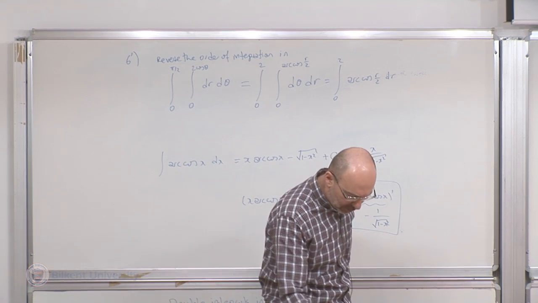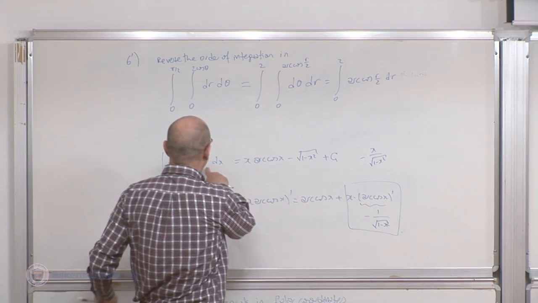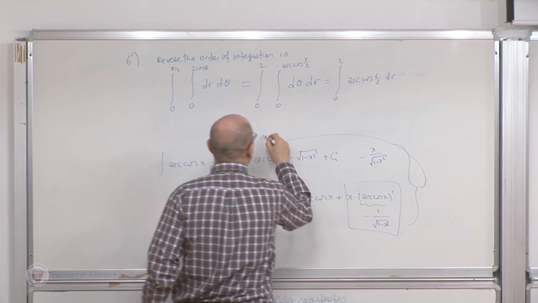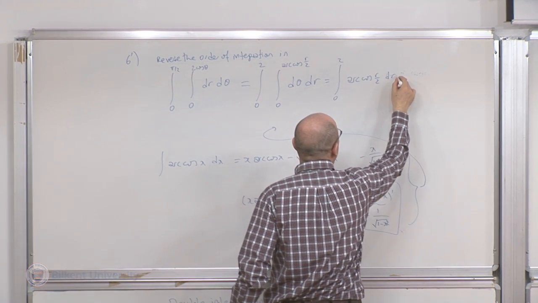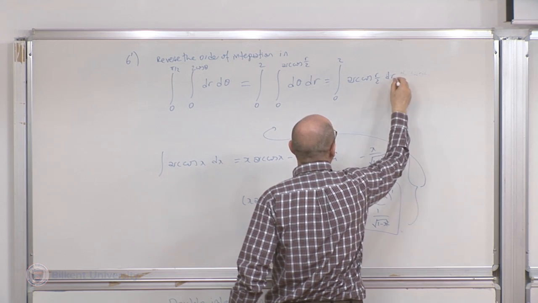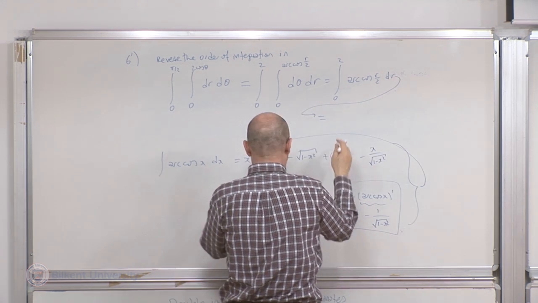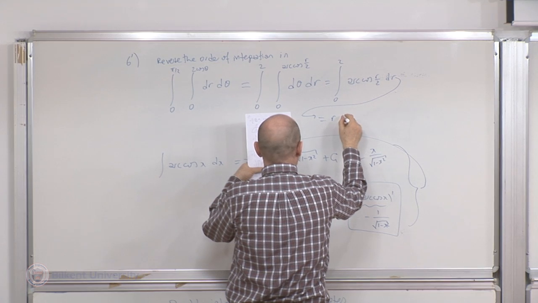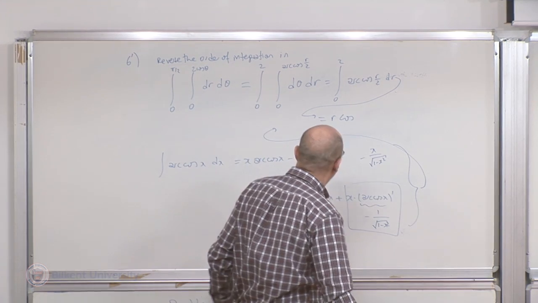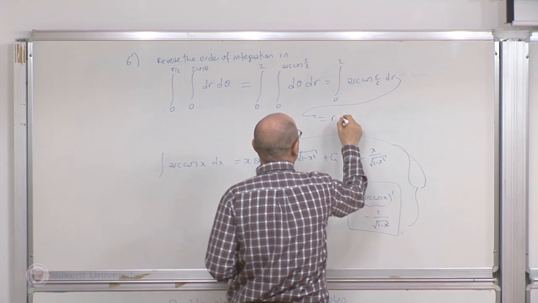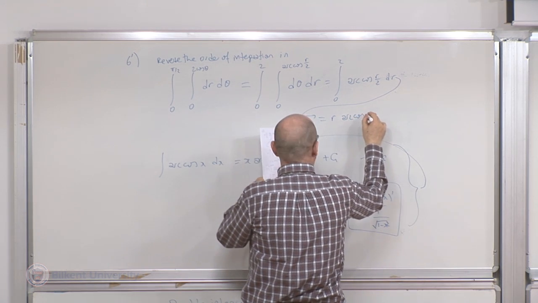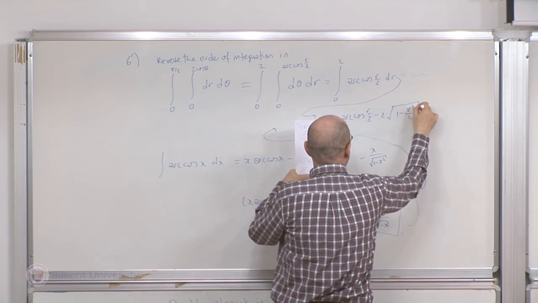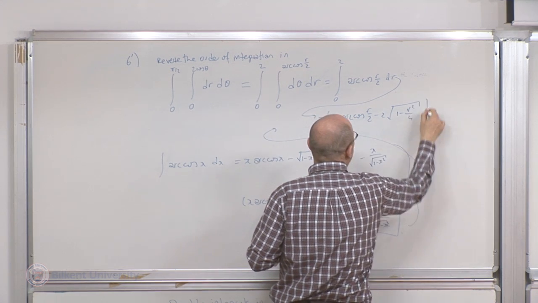So let me check what I have here. Now here, of course, x is r over 2, so now we take all of this and come over here. This is equal to, let me write now what I found here: r times arc cosine of r over 2 minus 2 square root 1 minus r squared over 4, from 0 to 2.